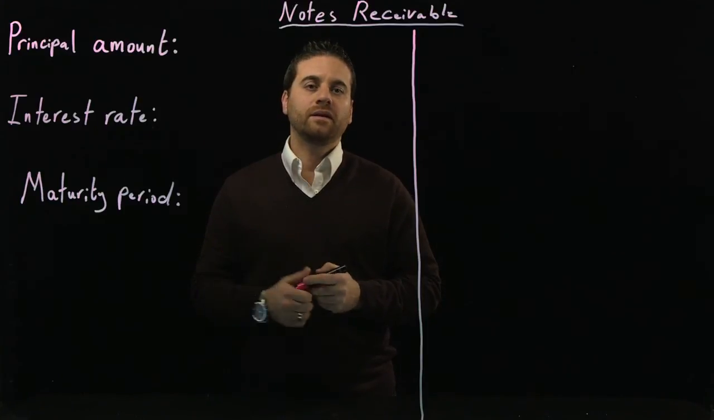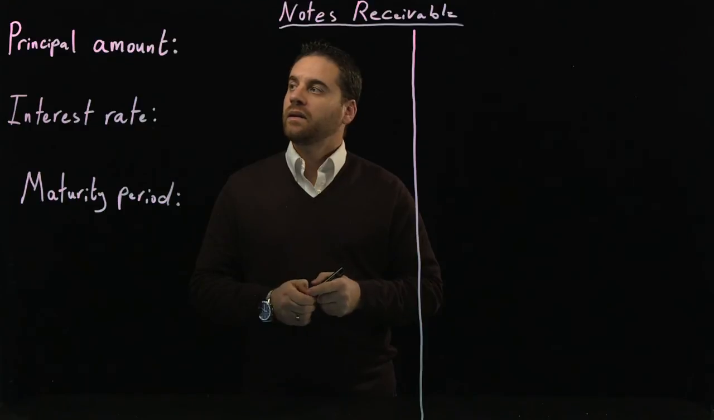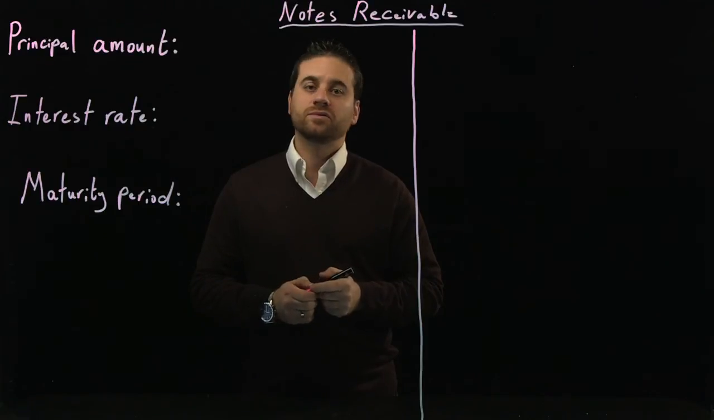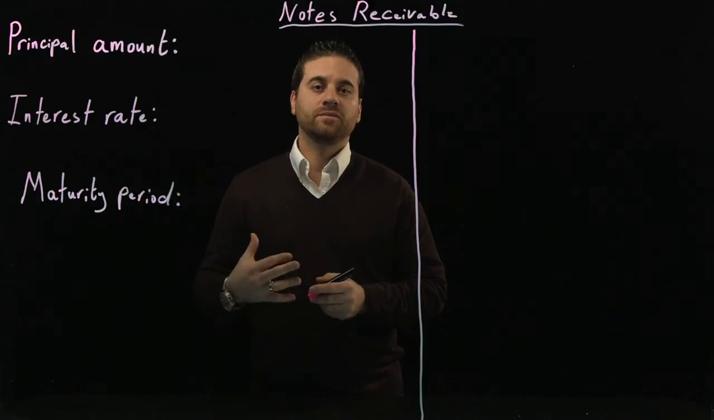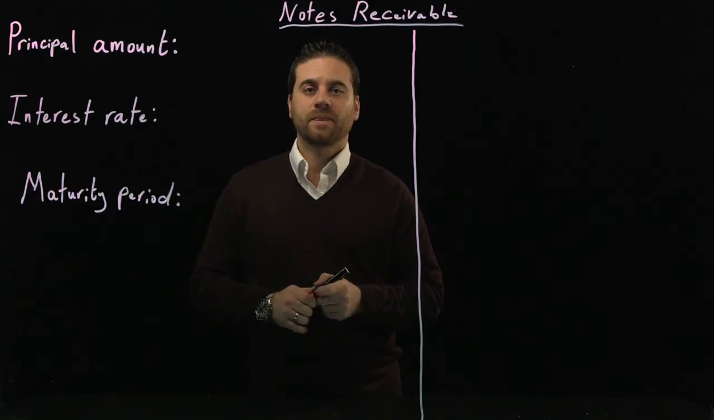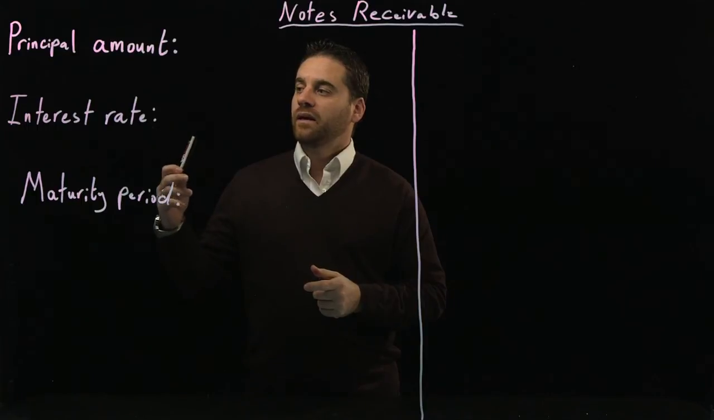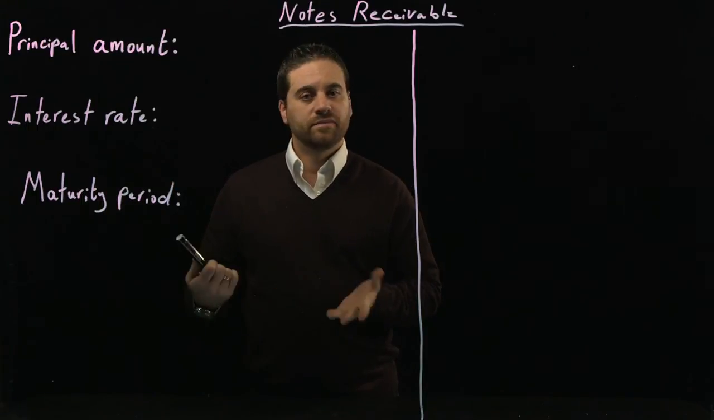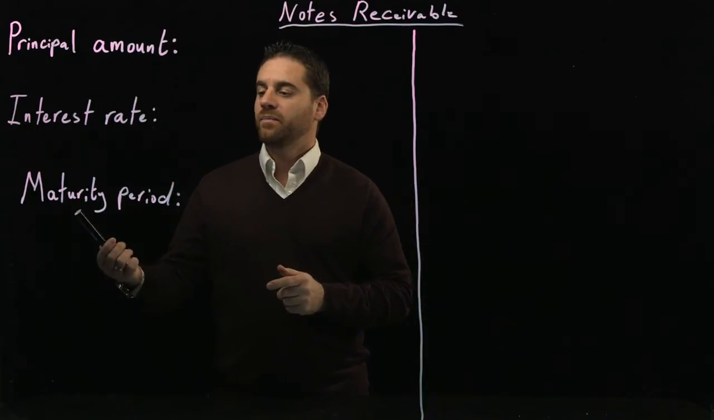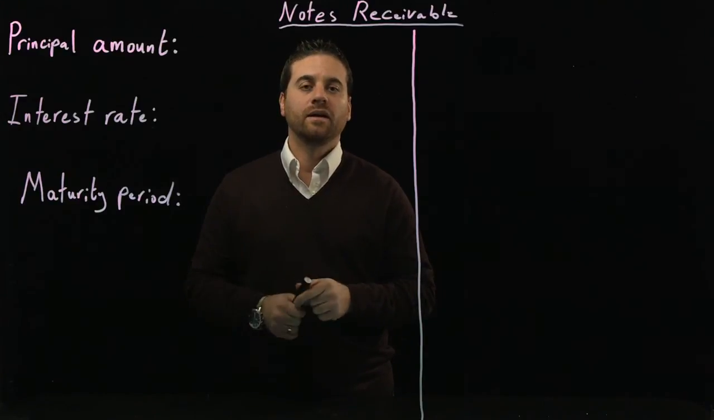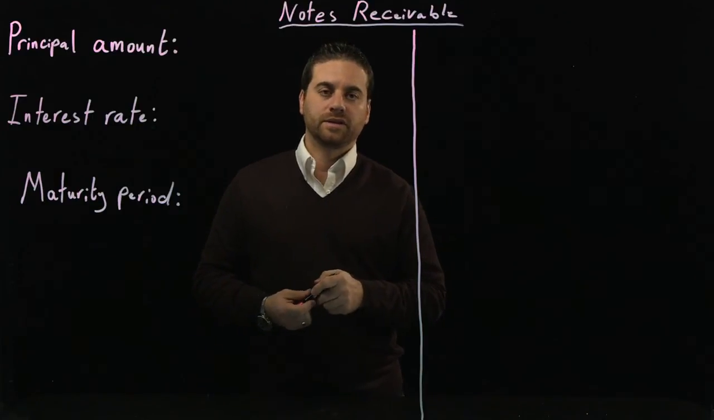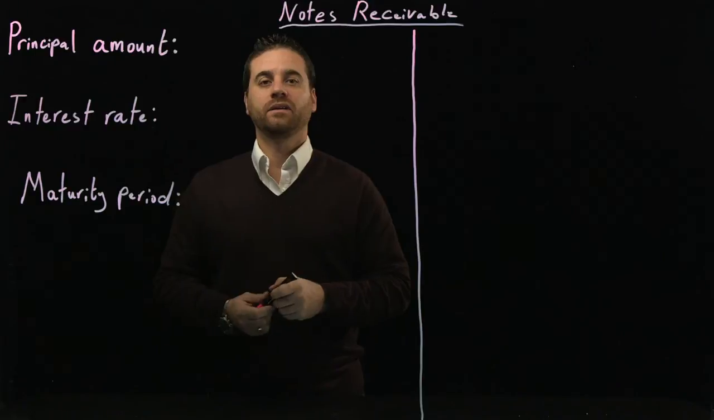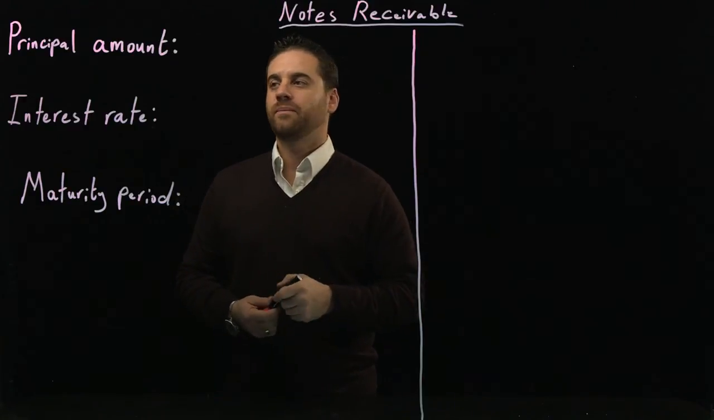So there are three main items that we need to know when it comes to notes receivable. First of all, it's the principal amount. That's the amount they owe us without any interest. The other thing is the interest rate. There must be an interest rate. And the maturity period: for how long? How long are you going to give the customer before they pay you back what they owe you, including the interest? So let's take an example here, and we're going to record journal entries based on that.